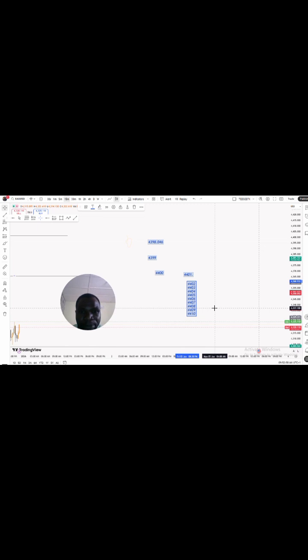4,410, this is 10 pip movement. You understand? And so on and so. This is 100 pip movement. You understand? So this is how gold works.